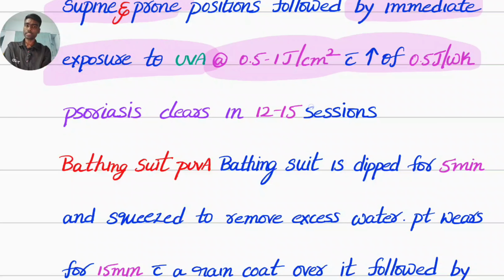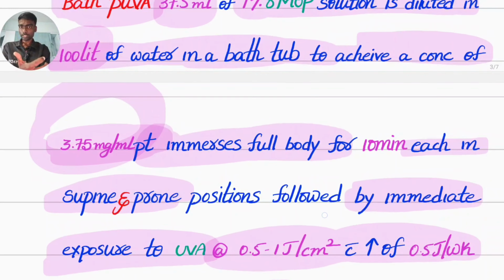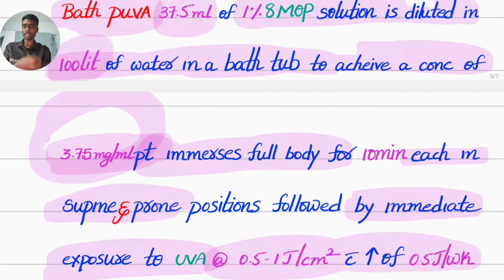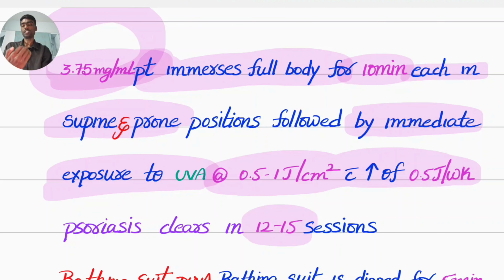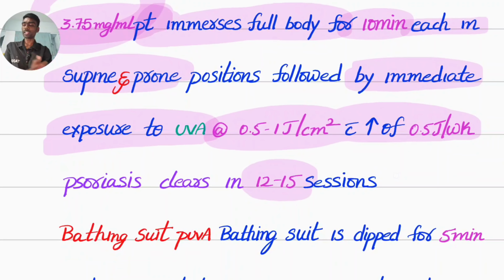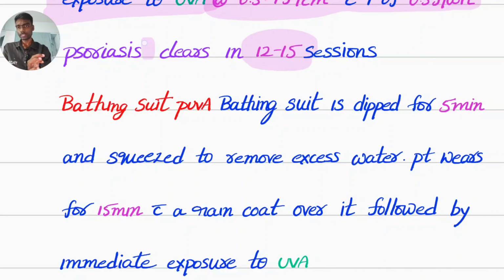With this, psoriasis will clear in 12 to 15 sessions, whereas in oral, 25. Here, 15. Simple. In a bathtub with 100 liters of water, we mix psoralen to achieve a concentration of 3.75 milligram per ml. Then we ask the patient to immerse his body supine 10 minutes, prone 10 minutes, then immediately expose to UVA. How much radiation? Just 0.5 joule per centimeter square with increments of 0.5 joules every week. For psoriasis, it will clear faster than oral.